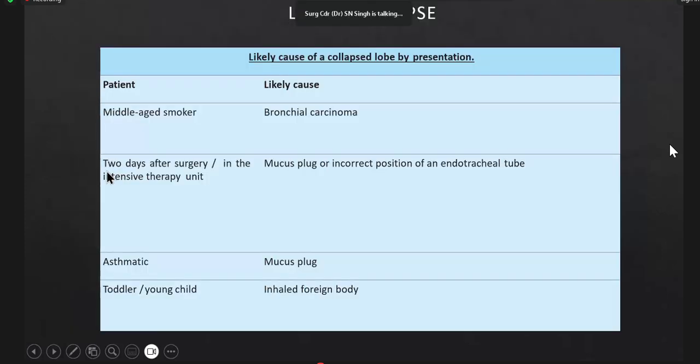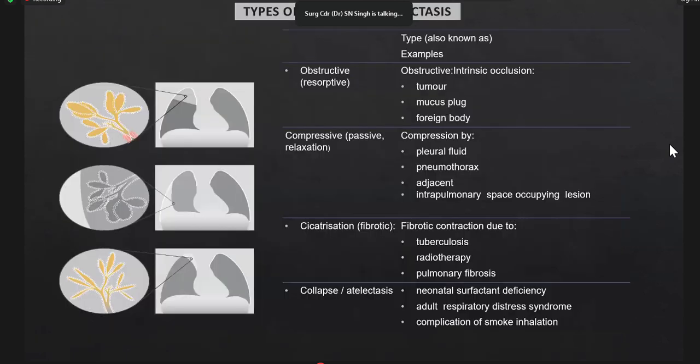So I hope this is clear. This is a very important slide. I think teachers of your KM also used to teach us: in a middle-aged smoker, bronchial carcinoma is the thing. Two days after surgery in the intensive therapy unit, if you see a collapse, it is a mucus plug or incorrect position of the endotracheal tube. In an asthmatic, mucus plug, and in a toddler or young child, it is an inhaled foreign body. This is how the clinical mind of the radiologist should work. Collapse can be there, but the reason has to be worked out.